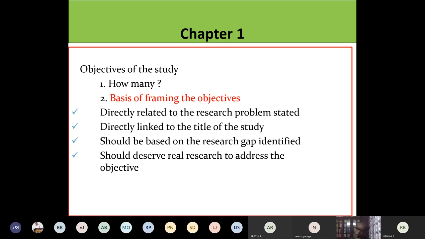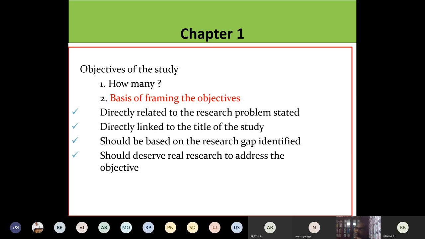From the research problem, you develop research questions. From the research questions, you develop the objectives. There should be a close linkage between the objectives, the research problem, and the title of the study. Always remember, there should be a very close relationship between the problem of the study, that is the theme, and the title of the study, and the objectives must be framed on the basis of the research problem.